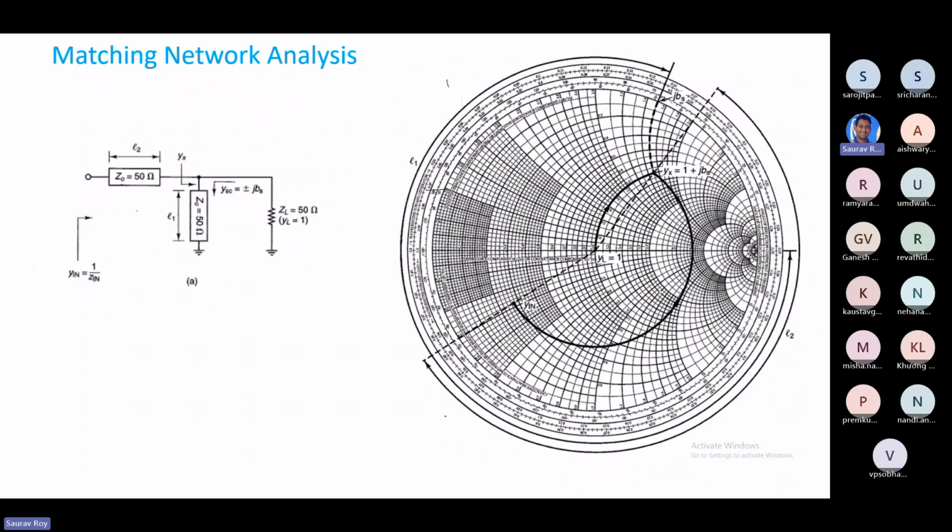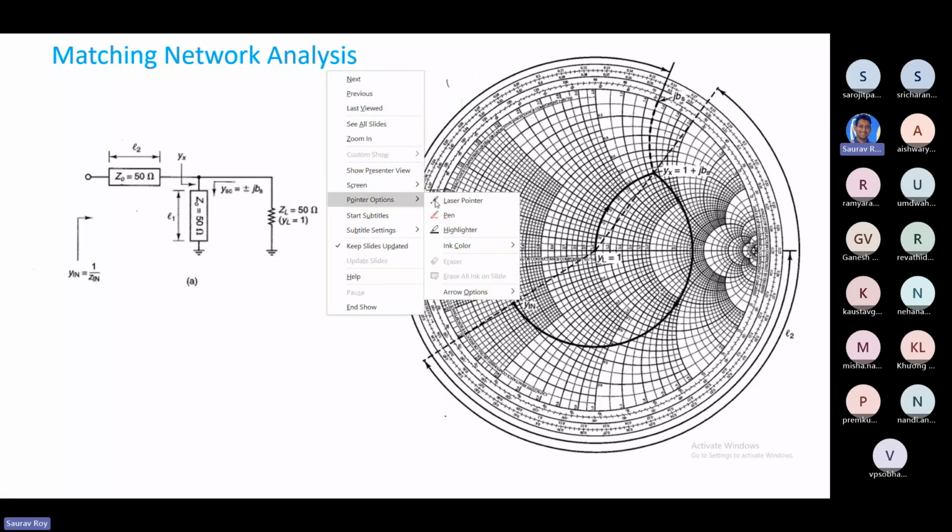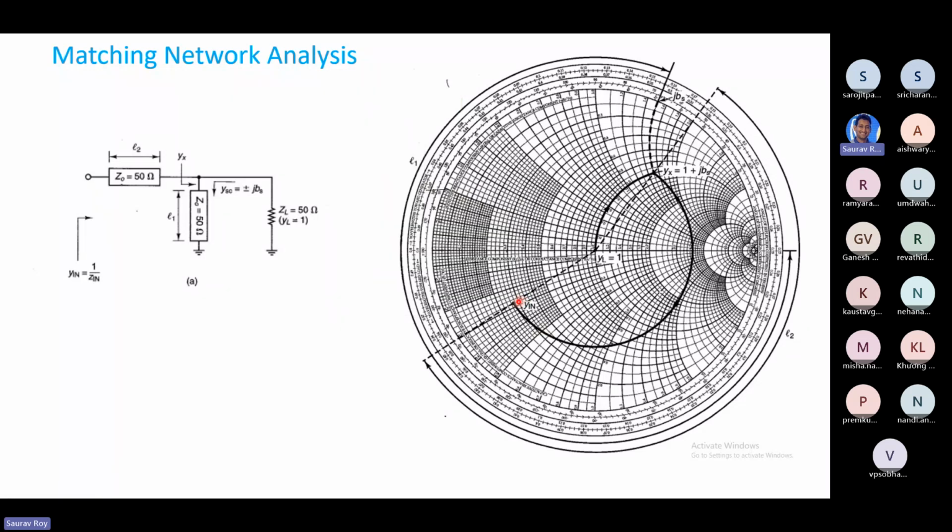So one easy way is that we first go, let me get the pointer again. From this point, we have to come to here, at the center. There only we will get a match. So we have to add this stub as well as that stub. We have to design what this length is. That is what we are trying to find out.